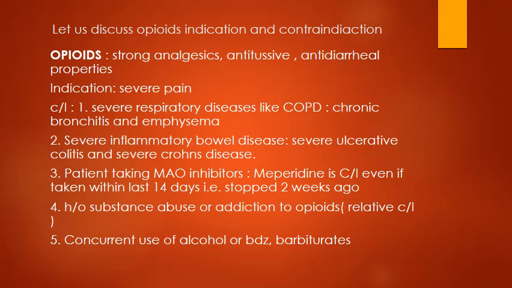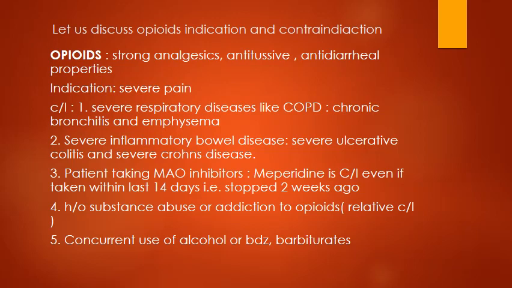So next, opioids indication and contraindication. We know that opioids are strong analgesics, so we will use them in severe pain. On top of that, they have antitussive and antidiarrheal properties as well. So for us, the main indication is severe pain, we'll choose opioids. Now, contraindications are whenever the patient has a severe respiratory disease like COPD, chronic obstructive pulmonary disorder. In those cases, you will not prescribe opioids. Opioids are contraindicated in those conditions. Examples are chronic bronchitis and emphysema.